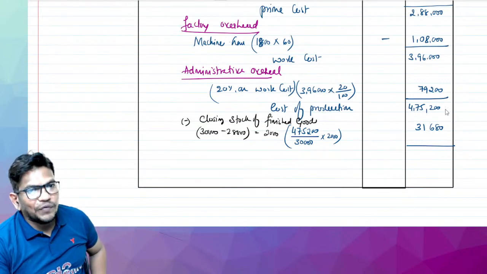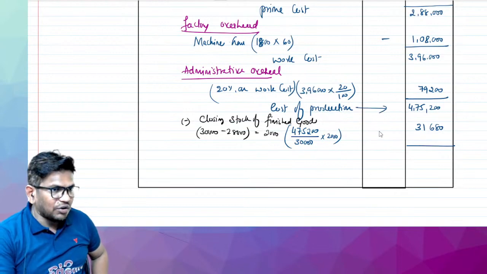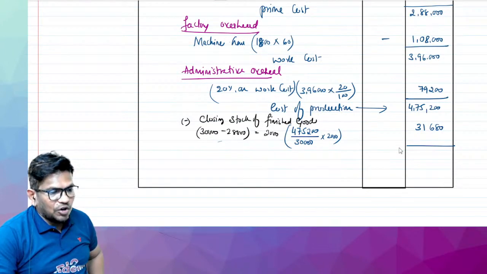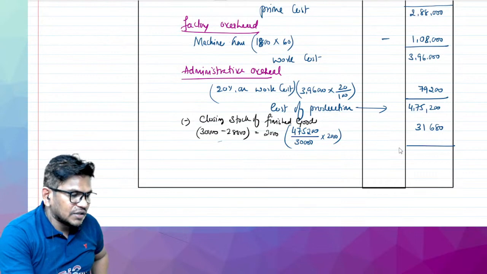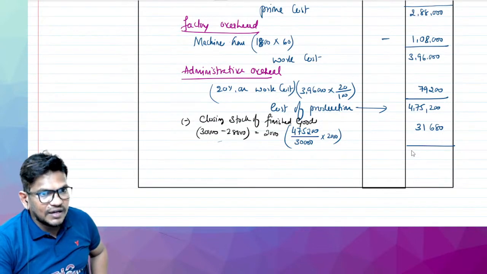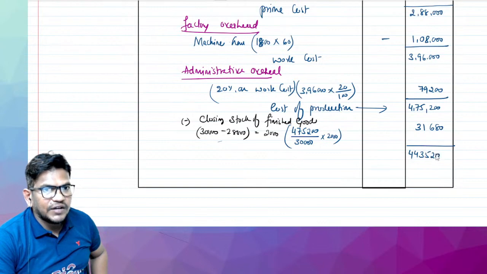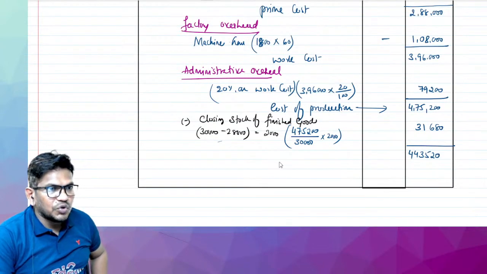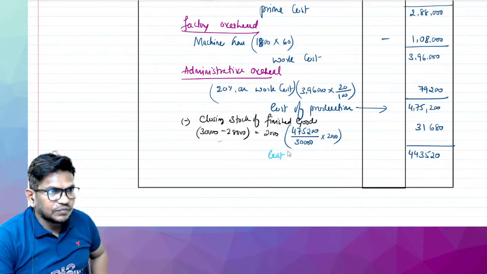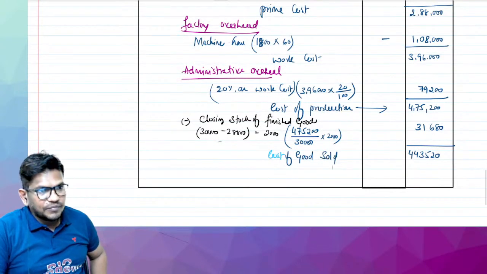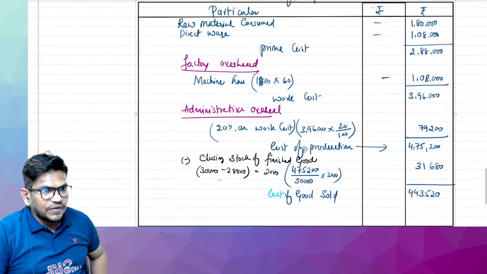देखो यहां पर ये जो वैल्यू है ना आपके पास, this value is for 30,000 units. They are not given closing stock of finished goods, but they are given the units sold. Now minus it. Okay, that comes 4,43,520. बच्चों this is your cost of goods sold. All right, perfect.